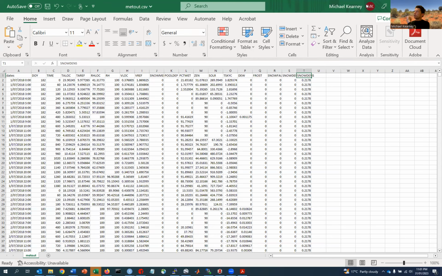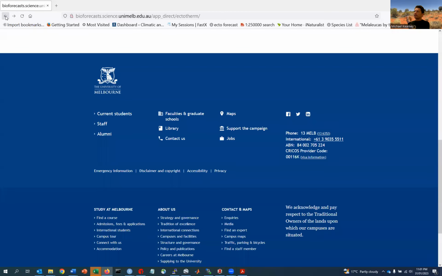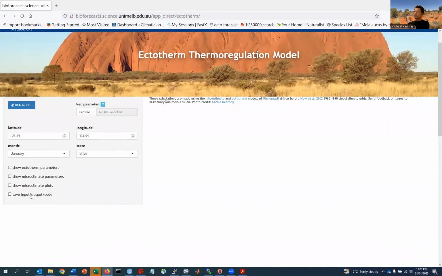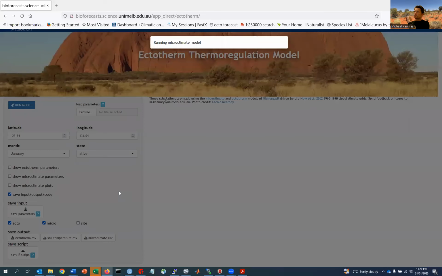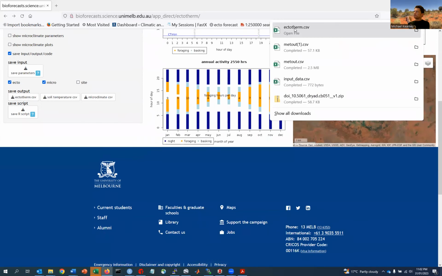And then if we go back to the app, and why iNaturalist opened. It's just going to run again with the default settings. But if we go back to the app, run the model, and you get the ectotherm output.